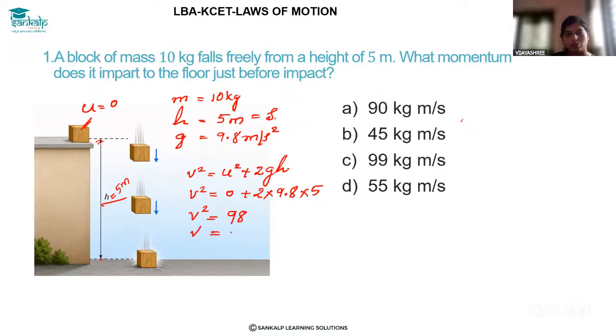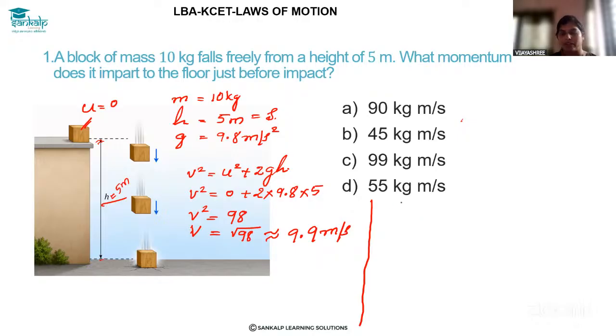V equal to square root of 98. So square root of 100 means it is 10. So square root of 98 should be nearly equal to 10. Since it is slightly less than 100, approximately we take this as 9.9 meter per second. Okay, so final velocity is 9.9 meter per second. So we already know. Next we will calculate the momentum.